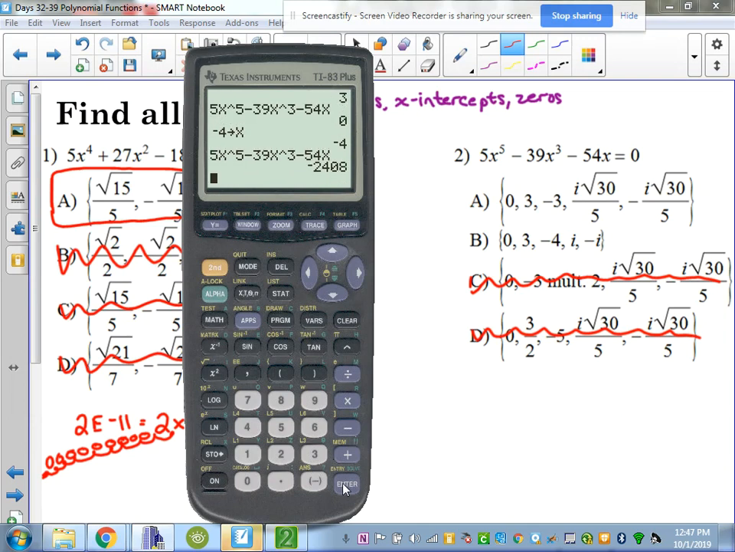When we get negative 4, we get negative 2,408. That's definitely not 0. Now, I always check and double check and make sure that I typed in the equation correctly, just to make sure, especially if I get a number that big. I'm not really expecting that. So we've eliminated all the answer choices. It probably has to be A.